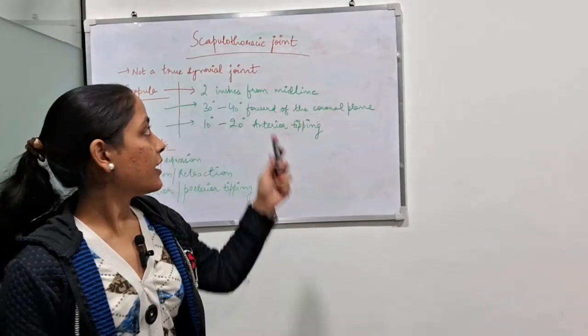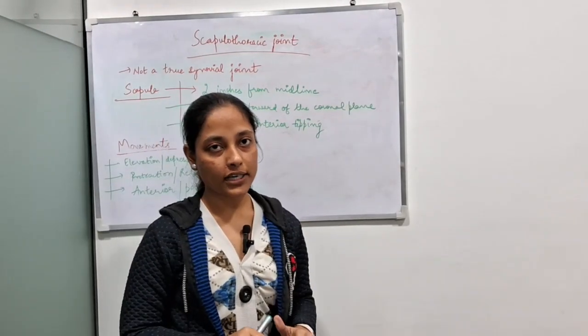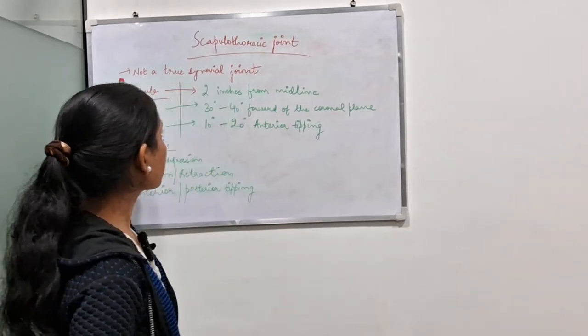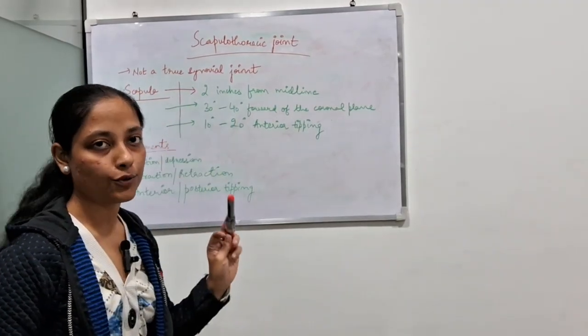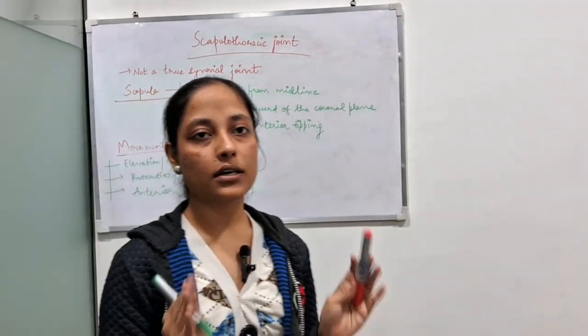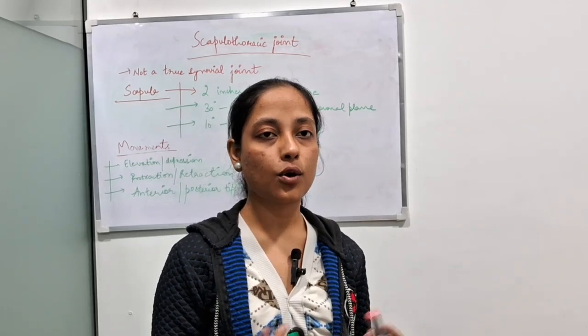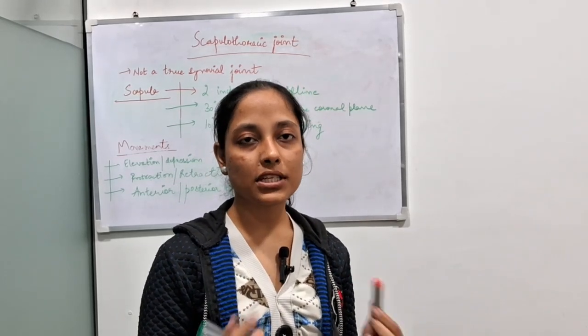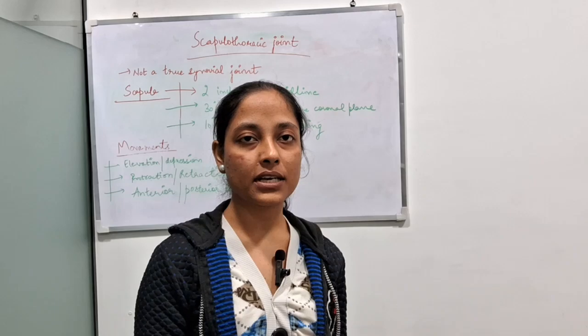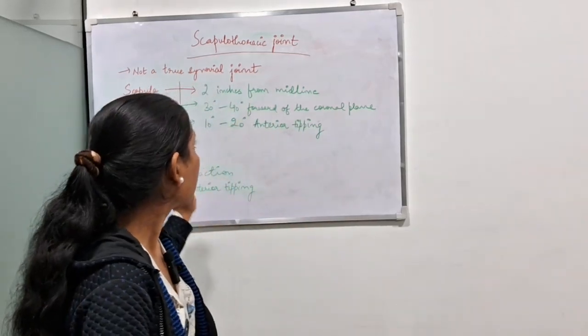So now let's start with the scapulothoracic joint in detail. So the basics is, firstly, it is not a true synovial joint because there are no such articulating surfaces and all other parameters which need to be fulfilled for a joint to be a synovial joint. That is not present here.